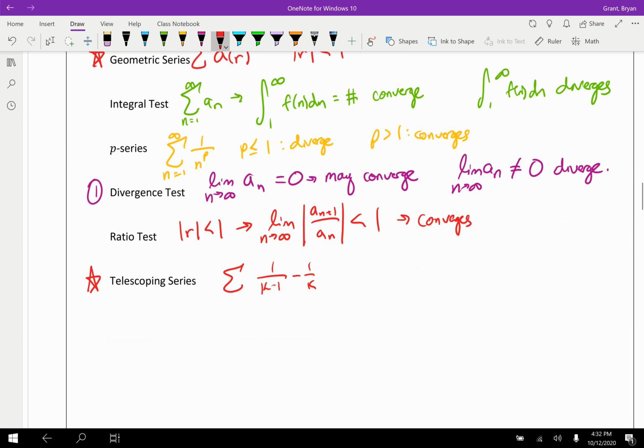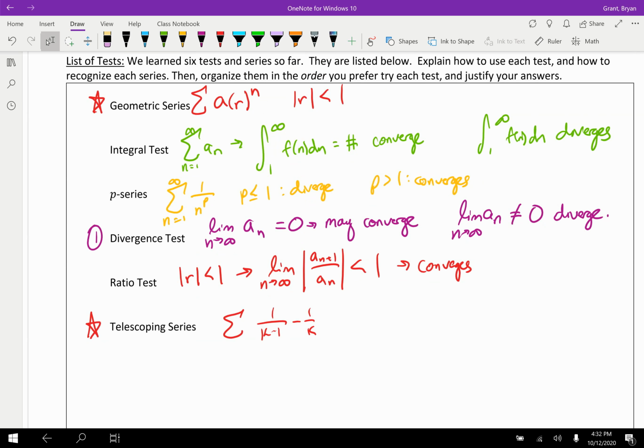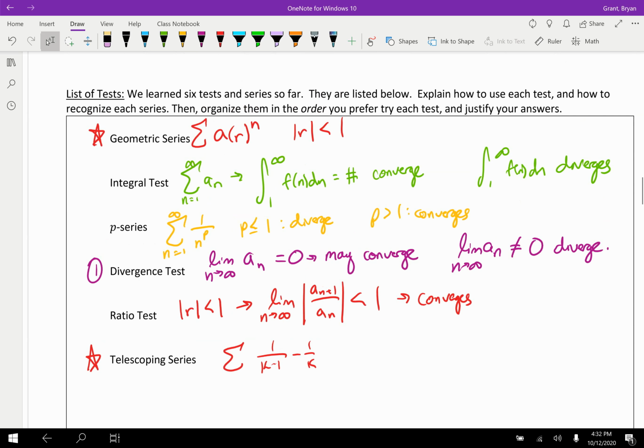Okay? So I think that's a nice summary of all of our tests. You will get a nice little cheat sheet at the end, but it's not a bad idea to put these on note cards. There are a lot of tests that are thrown at you. We're only about halfway done with them so far.